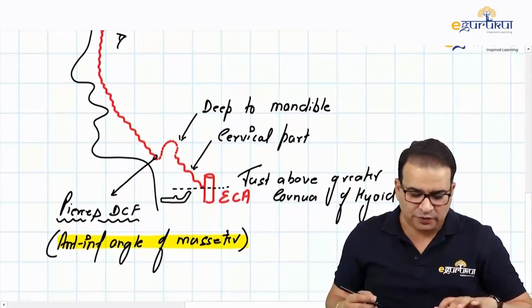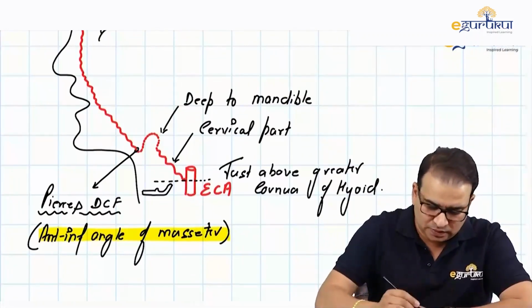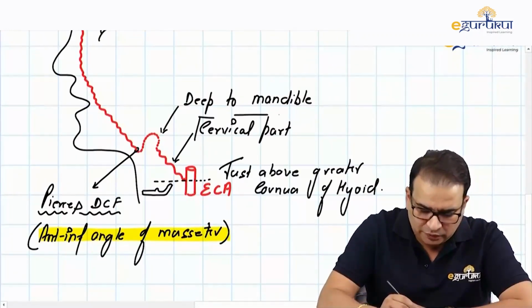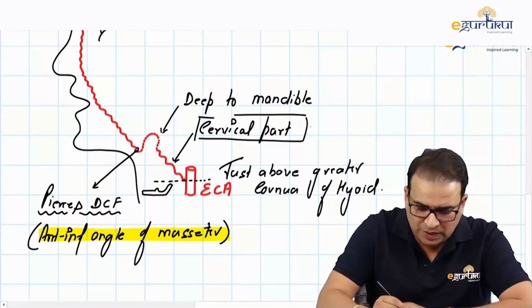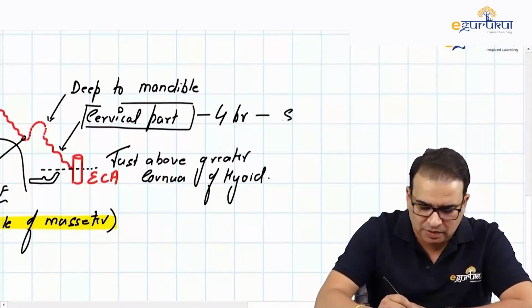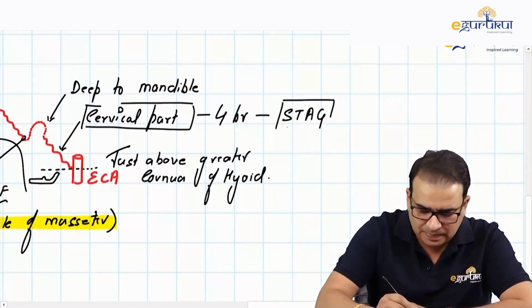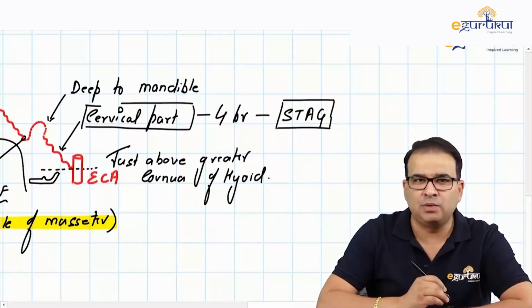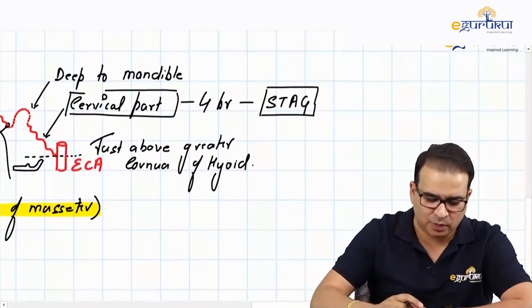The cervical part of the facial artery, if I just stick with this part first, gives off 4 branches. So there are 4 branches from the cervical part of the facial artery, and those branches can be remembered with the mnemonic STAG, S-T-A-G. That's a mnemonic for the branches coming from the cervical part. Now, what does STAG stand for?